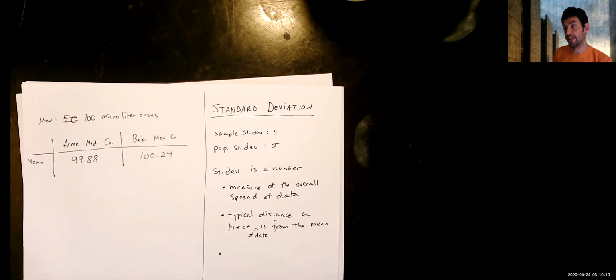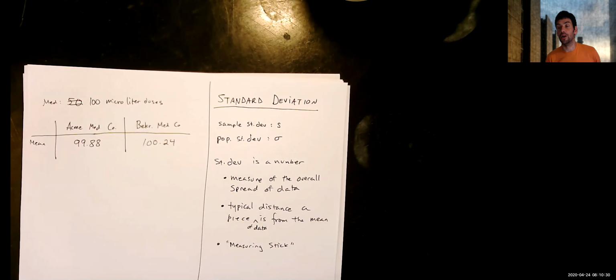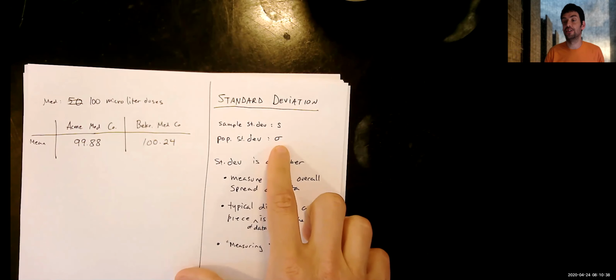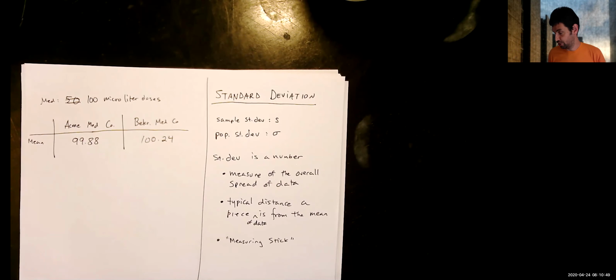One other way I want to think about this standard deviation is it's kind of going to become our measuring stick. Right? Where we can use it to compare data to say, how strange is this piece of data, right? If the typical piece of data is a standard deviation away from the mean, we might ask how many standard deviations away is my piece of data? We'll talk in more detail about that in just a few minutes.